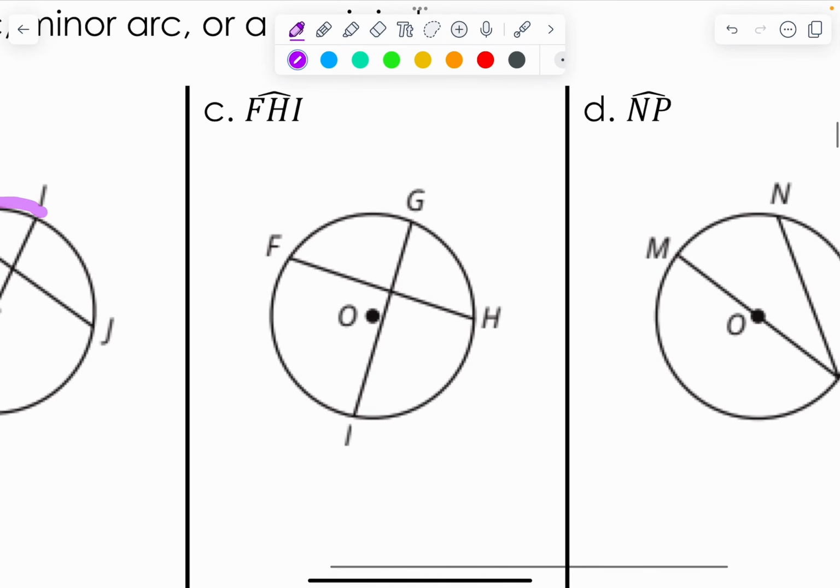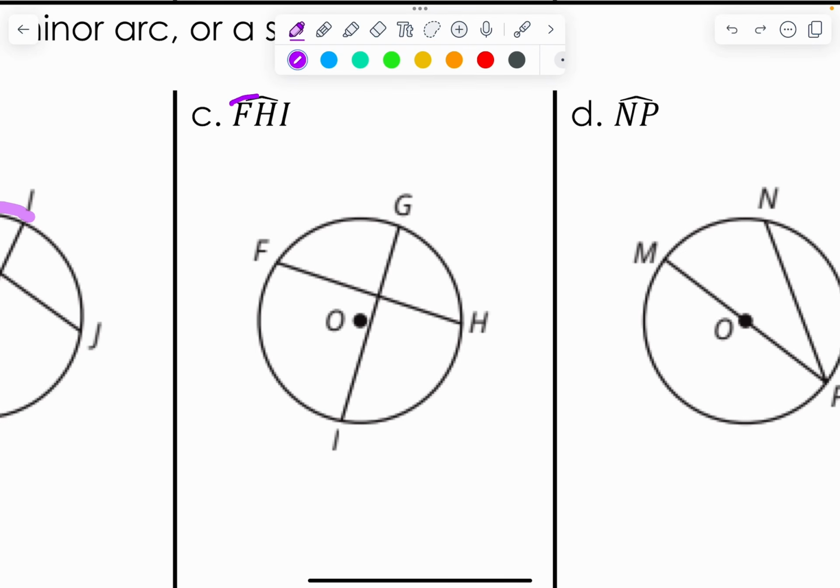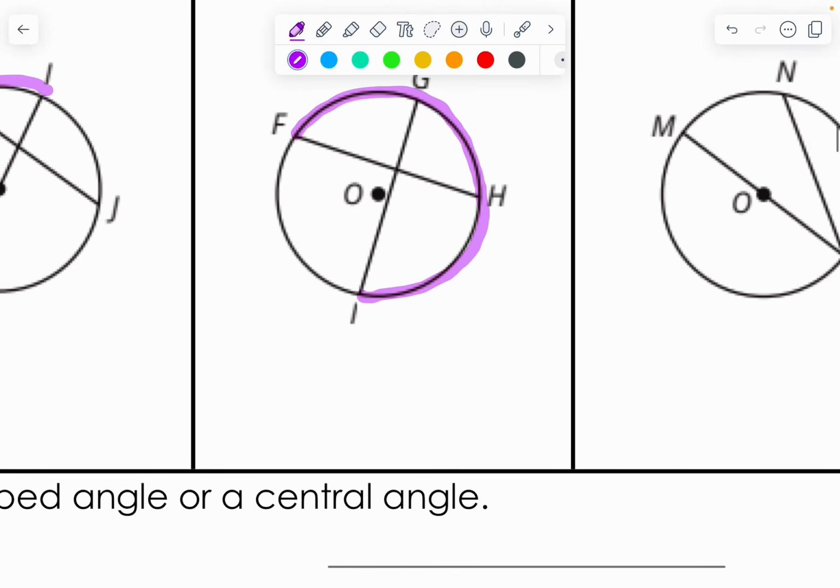And then part C, this is arc FHI. Again, this little rooftop looking thing is supposed to be curved. So we're going to start at letter F, curve around to H, curve around to I. Go in the same order, and as you can see, that's more than half the circle. That's a major arc.